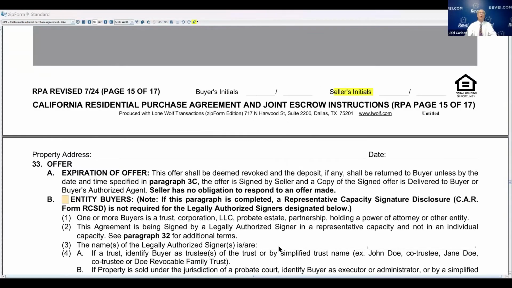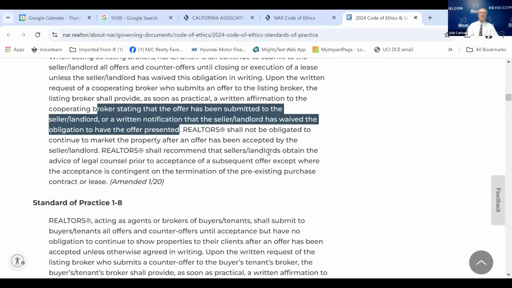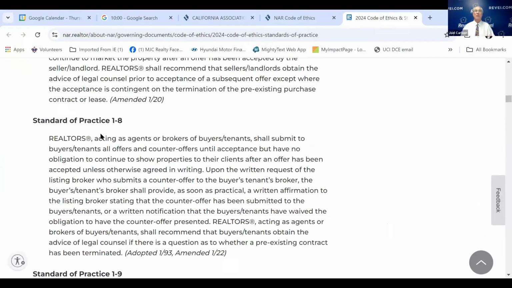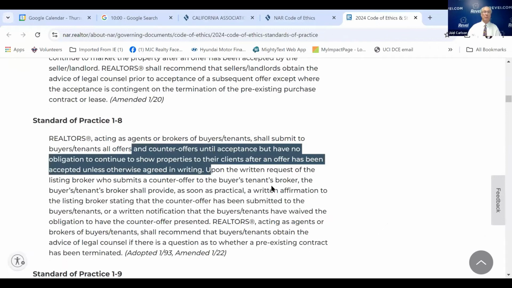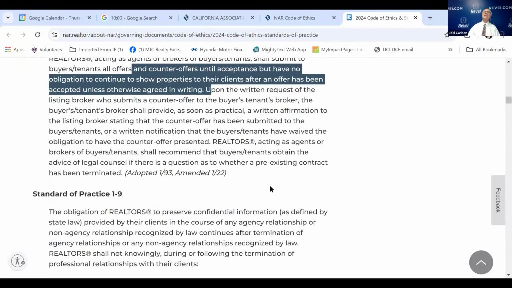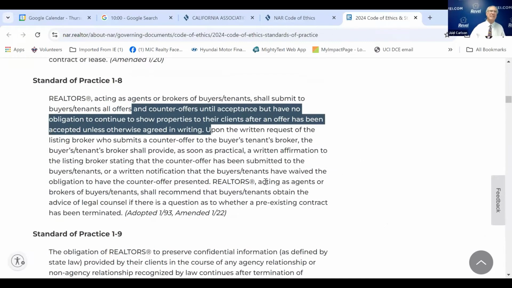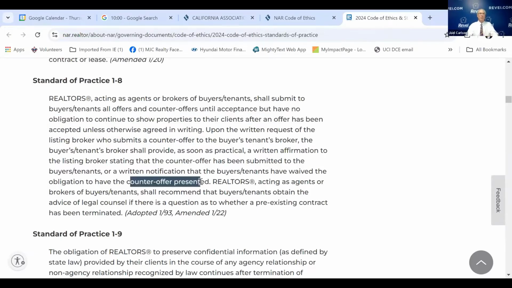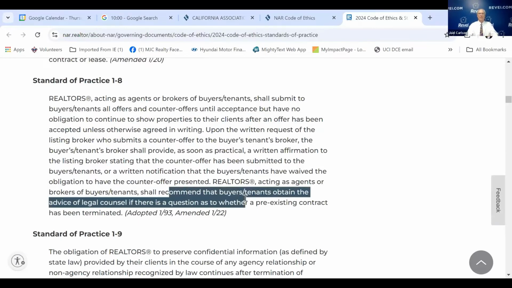So that's Article 1, Standards of Practice 1-7. 1-8 talks about when we are agents, we shall submit all offers and counter offers and show the property. So if we have a buyer representation agreement, we have listed the buyer. We will perform the same functions as if we'd listed the seller. The buyer's paying us, we're going to show them property. We're going to write up offers. We're going to do counter offers. We're going to keep them informed as to what's going on.